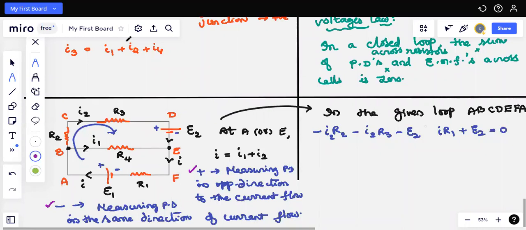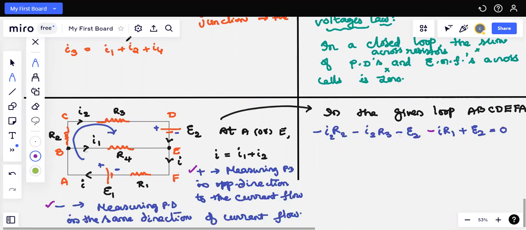Now I think you can say I into R1, is it positive or negative? Negative. Very good. Even at E2 we already wrote. So directly you can write.